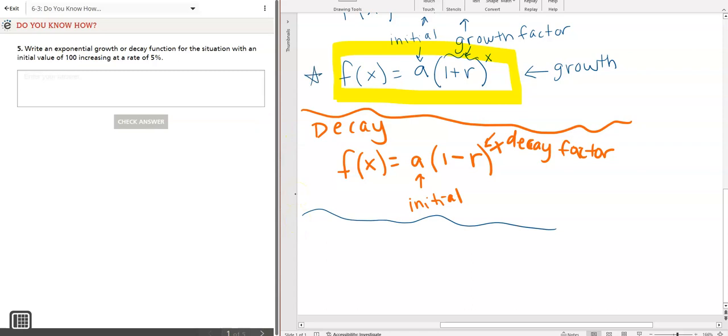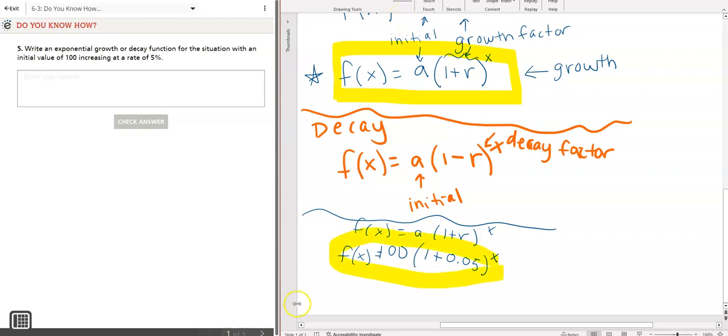I'm using growth, so I'm going to start here. It says write an exponential growth or decay function for the situation with an initial value. We know that's A of 100. So if this is my equation, and because it's growth, I'm going to add. So this is A times 1 plus my rate of 5%. 5% is equivalent to 0.05, to the x. And that's it. That's all they want you to do, just write the equation right here. So this is my answer for number 5. So can you do 6, 7, and 8?